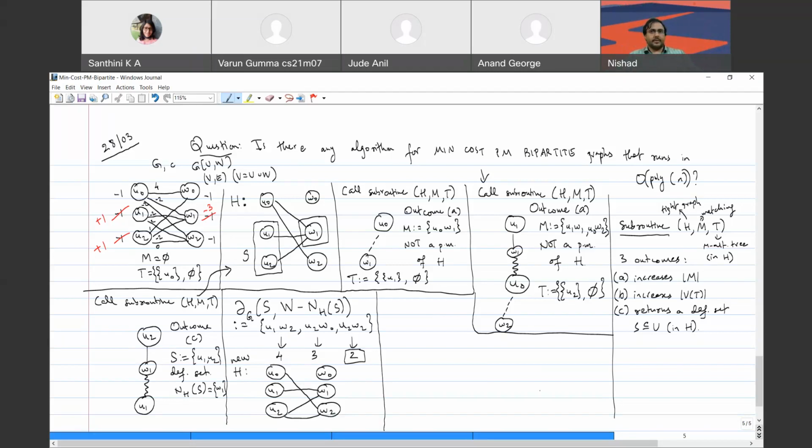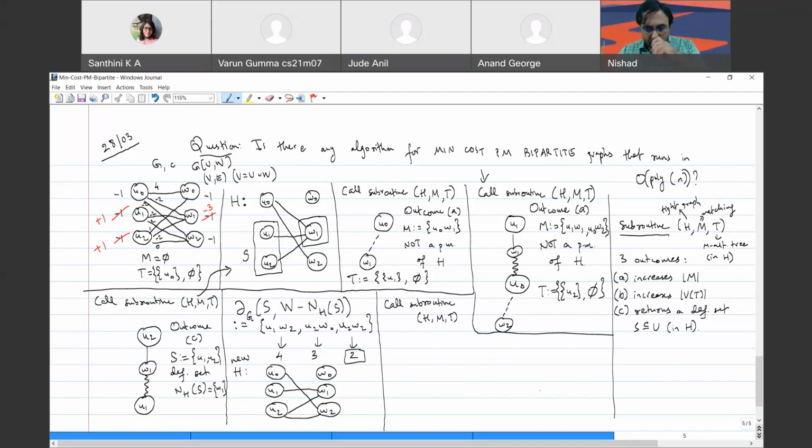Any questions or concerns at this point? Everybody with me? Yeah. All right. So all we have done in this particular call of the subroutine is we have changed the dual feasible solution, which in turn changes the graph H. M and T are still the same. So let's call the subroutine again with the same H, M and T.